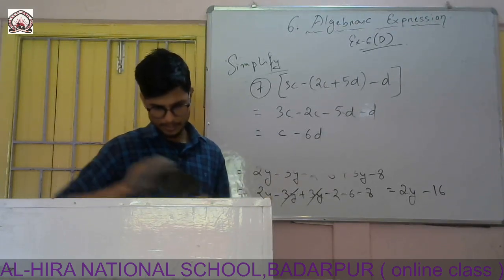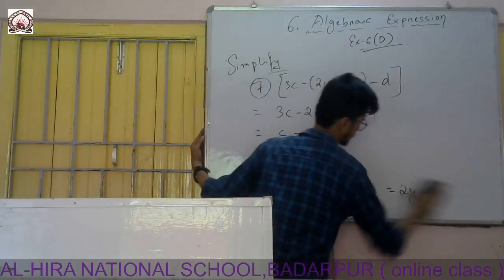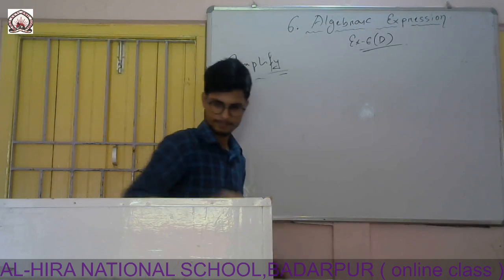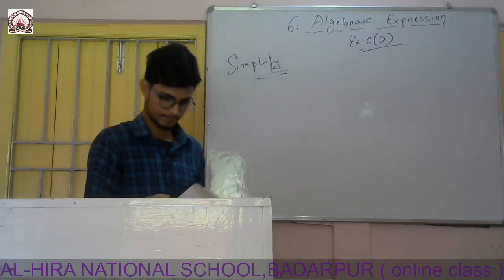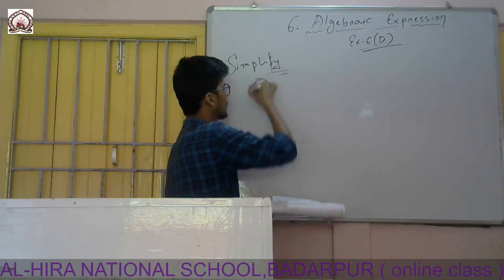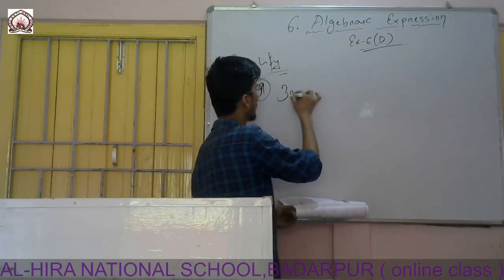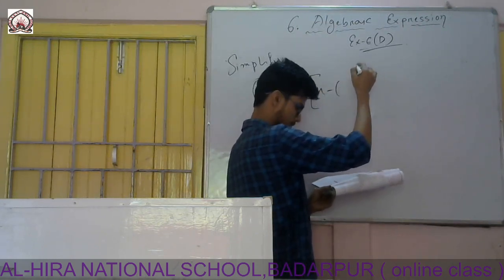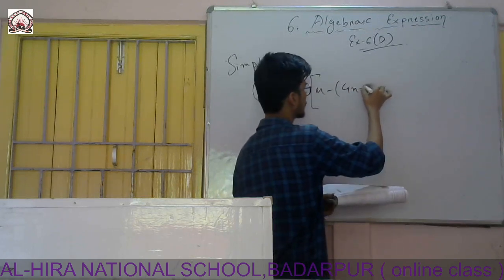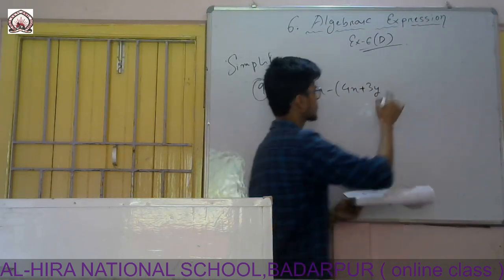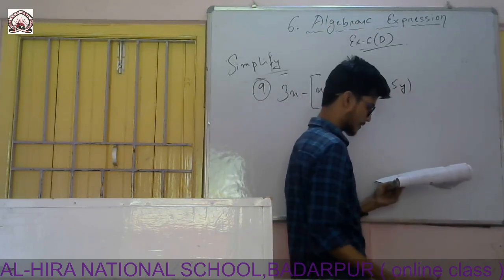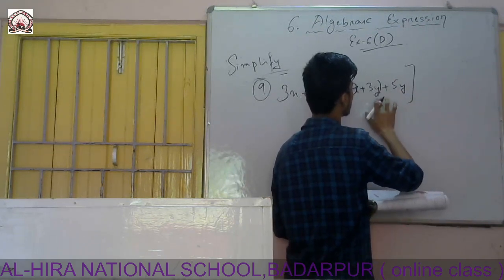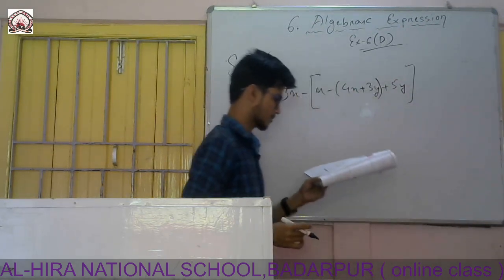Now let's do question number 9. Question number 9. 3x minus, that bracket, x minus in first bracket 4x plus 3y plus 5y, bracket close, sorry there bracket close, here it is. So now it is correct.